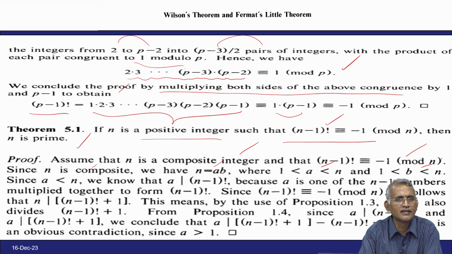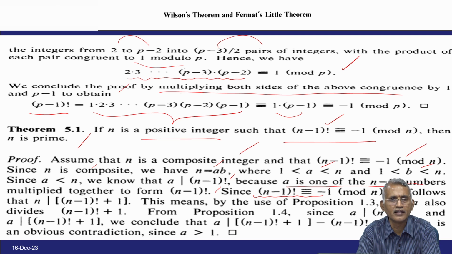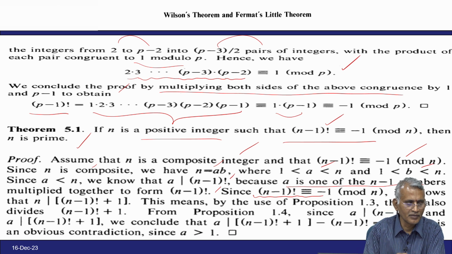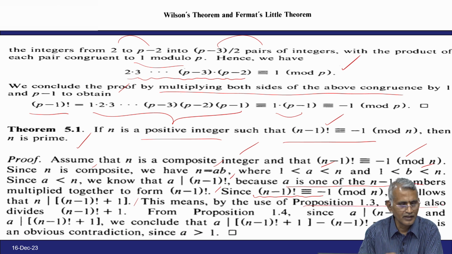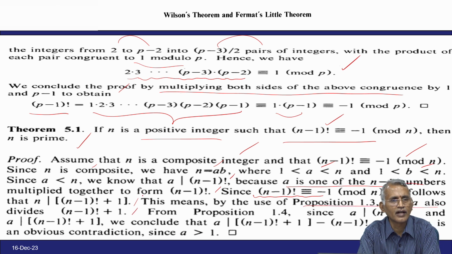Since a is less than n, we know that a divides n minus 1 factorial, because a is one of the n minus 1 numbers multiplied together to form n minus 1 factorial. Since by Wilson's theorem n minus 1 factorial is congruent to minus 1 modulo n, it follows that n divides n minus 1 factorial plus 1. So, this means that a also divides n minus 1 factorial plus 1.